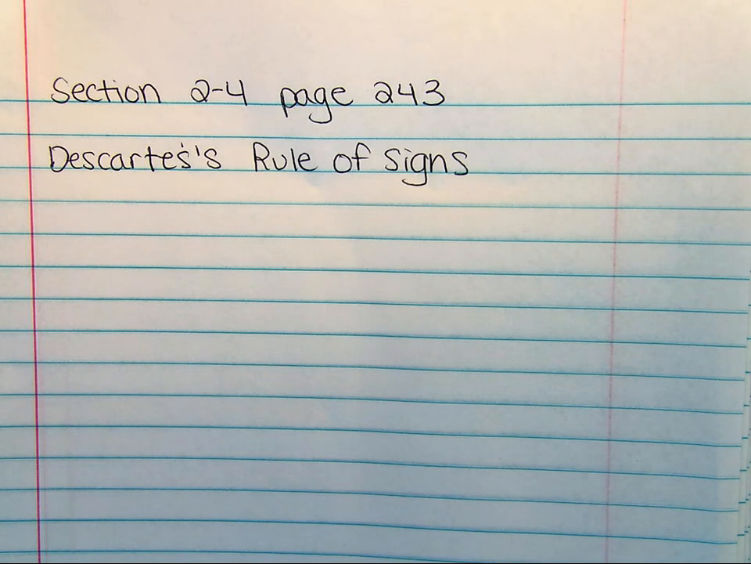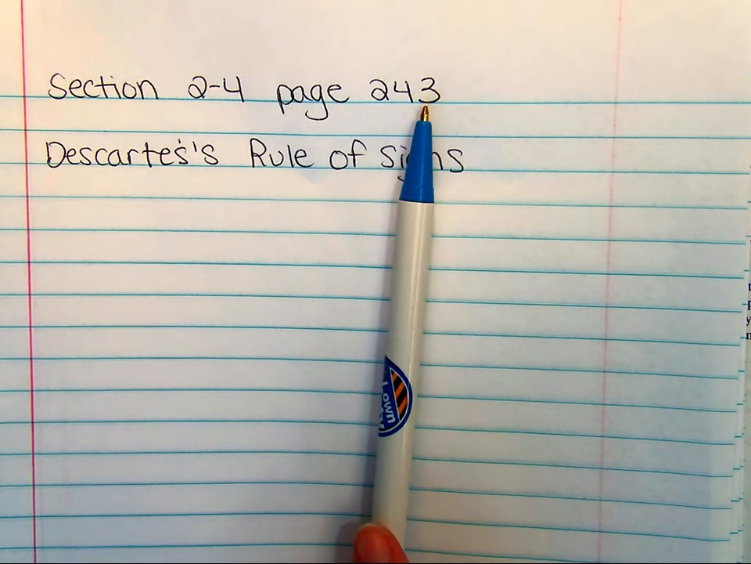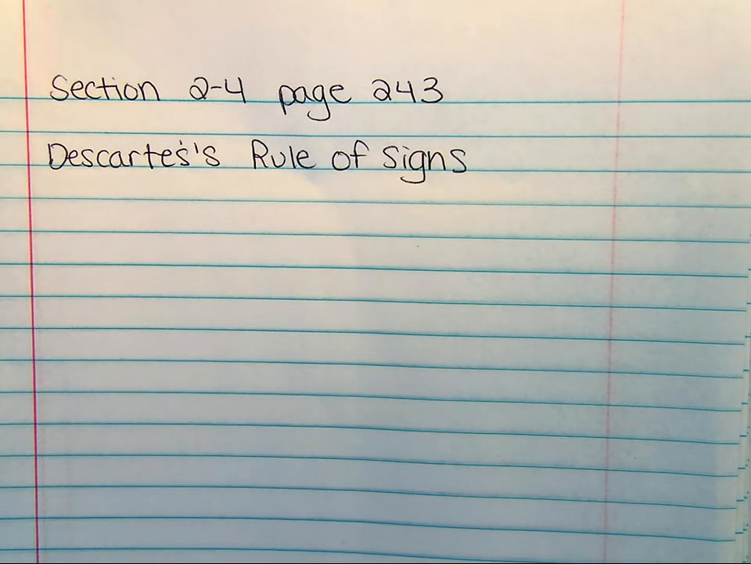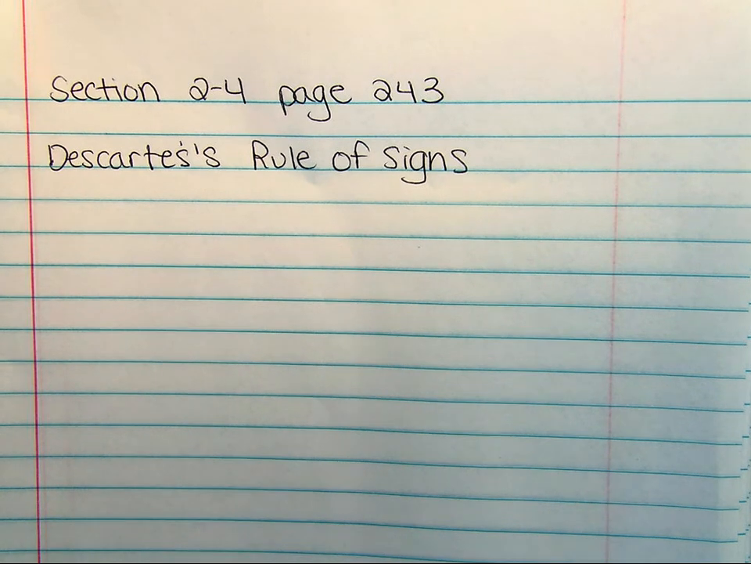Okay, so this video is going to go over Descartes' rule of signs, and I wrote page 243, but really this section starts on page 242. You might want to pause the video as you get your book open to that page because you're going to need to reference it. So page 242, again, we're going to start by talking about Descartes' rule of signs.